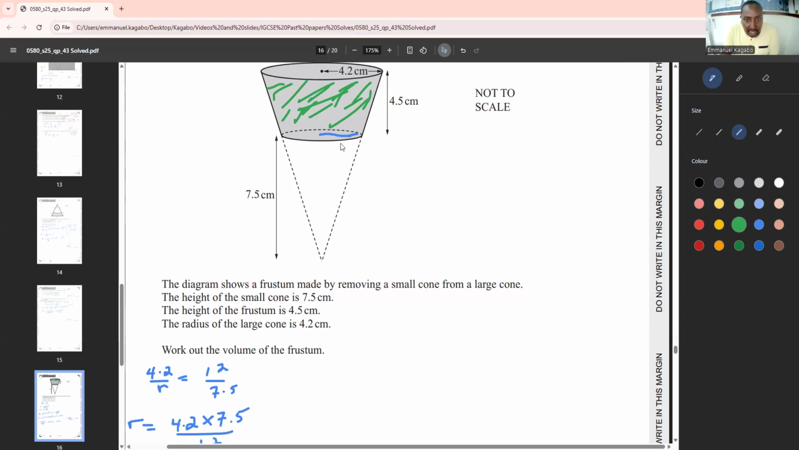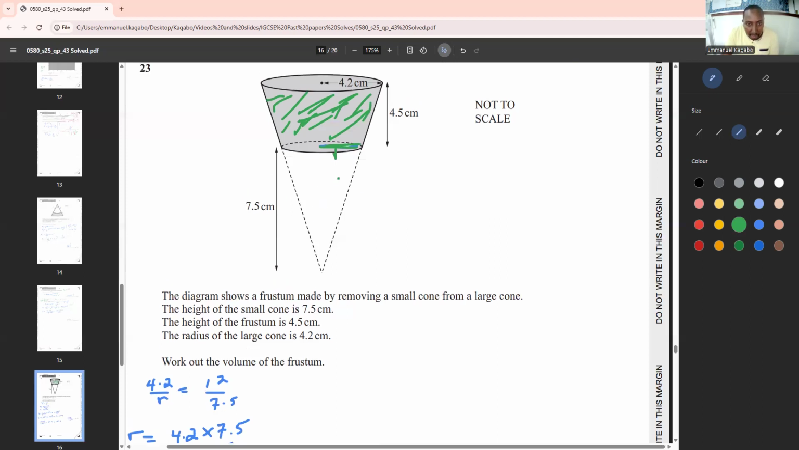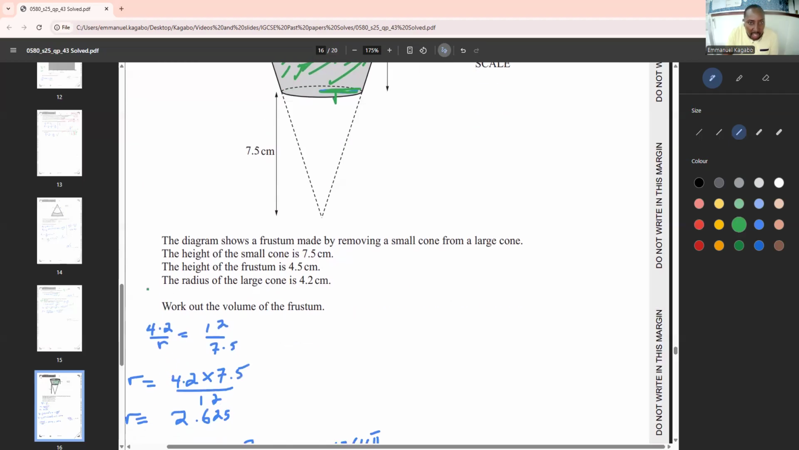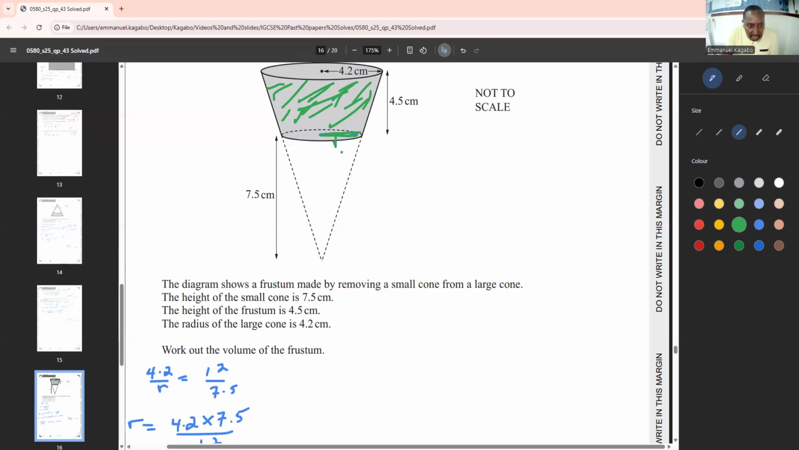Now, the challenge in the question, I don't have the radius of this cone. Because I have the height, but I don't have the radius. So let me call it R. Using similarity, this side is similar to that because the shapes are similar. So I'm using the big radius over the small radius is equal to the big length over the small length. You see here? This is 4.5. And what about here? So the total length is 12.